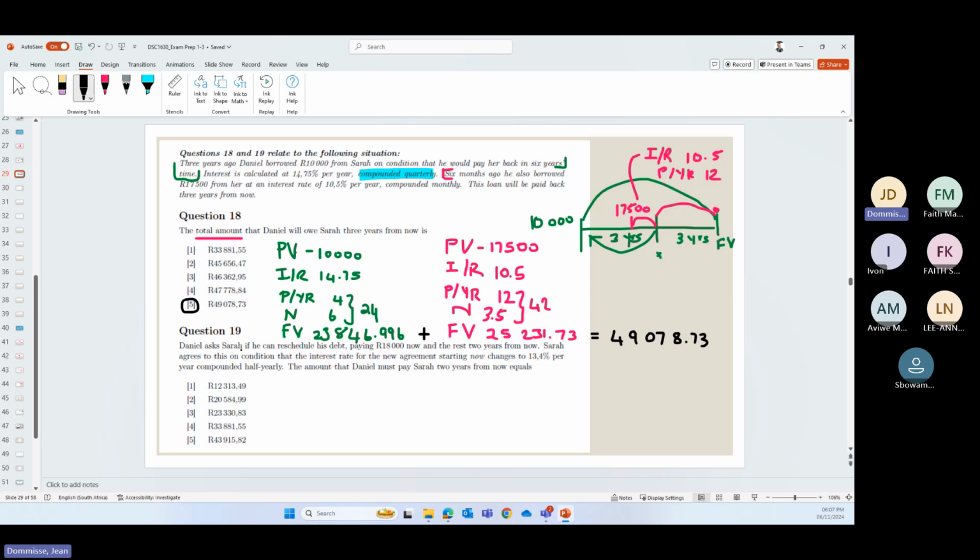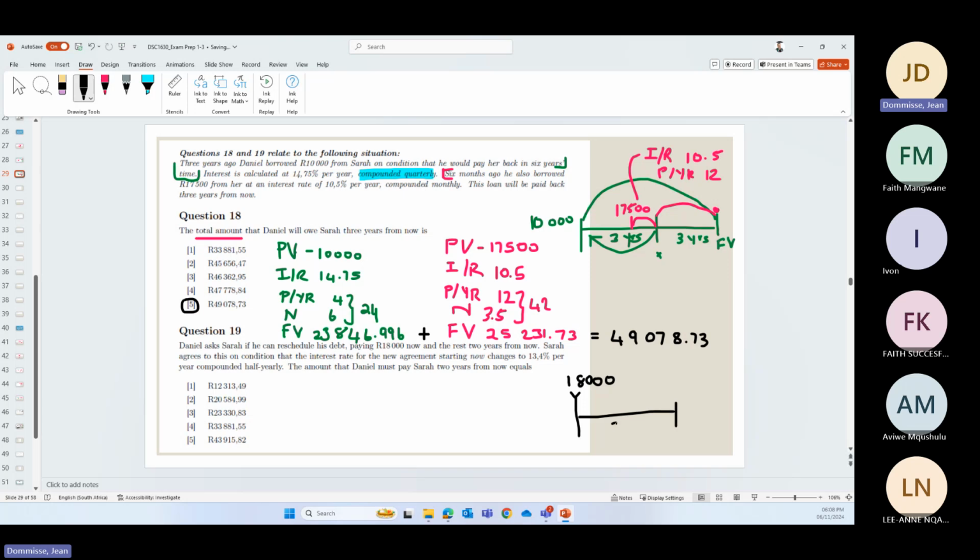So now they are asking us to look again at what we did. Daniel asked Sarah if he can reschedule his debt. So he's paying 18,000 now and the rest 2 years from now. Okay, so he's basically saying he's going to pay 18,000 now, and then he is going to pay the rest 2 years from now.